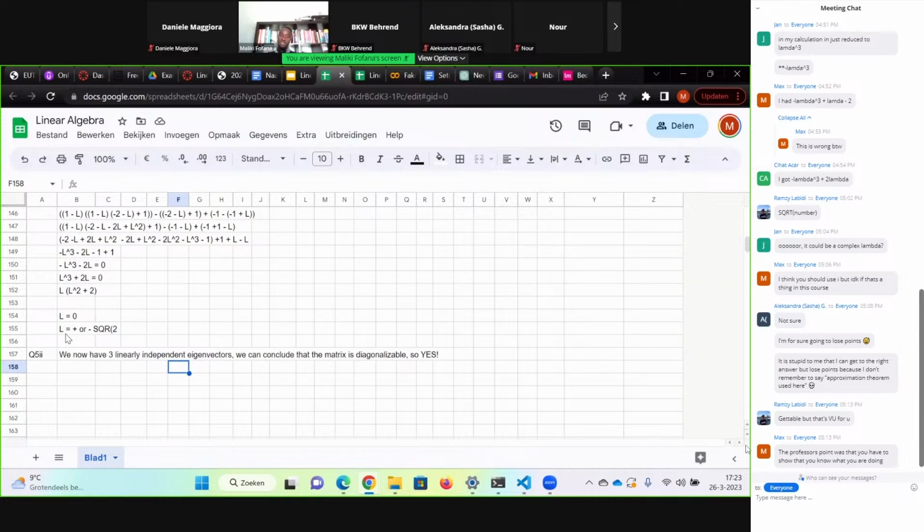Yeah, but then you cannot say you have 3 linearly independent eigenvectors, right? You have 2 linearly independent eigenvectors. Yes, then it makes sense, but you cannot say 3, because you have 2 that are the same, that are dependent in that case.